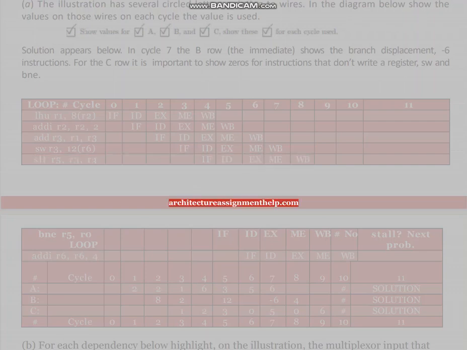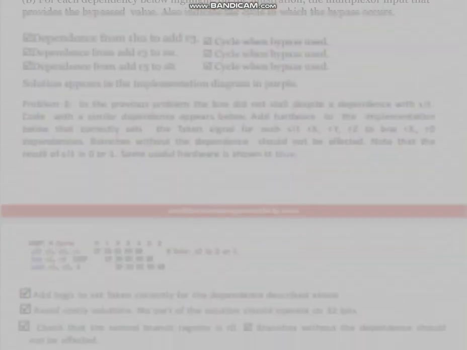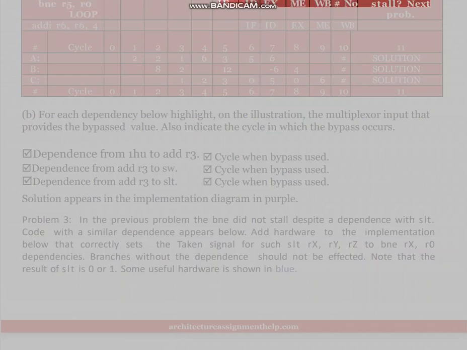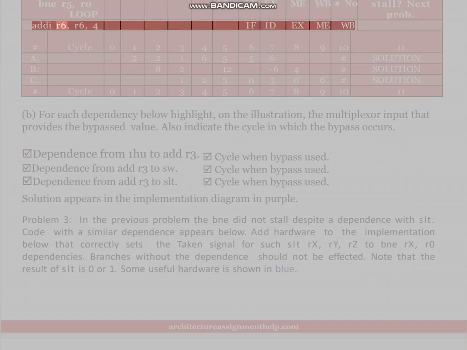B. For each dependency below highlight, on the illustration, the multiplexer input that provides the bypassed value. Also indicate the cycle in which the bypass occurs. Dependence from LW to ADD R3. BEAN R5, R0 loop, IF ID EX ME WB, no stall. Next problem: ADD R6, R6, and so on, IF ID EX ME WB.